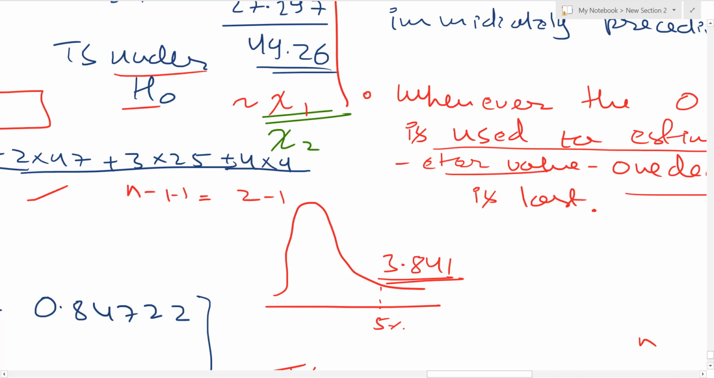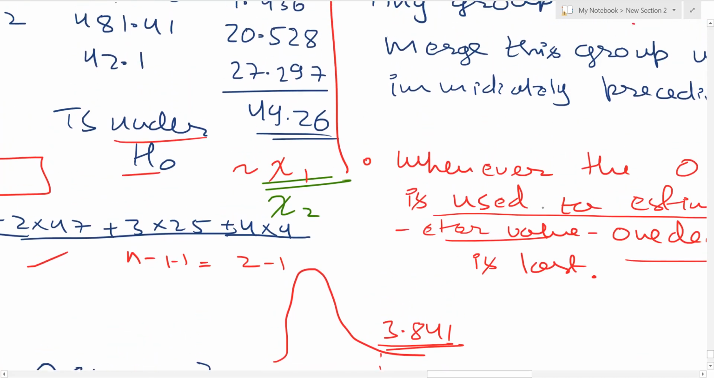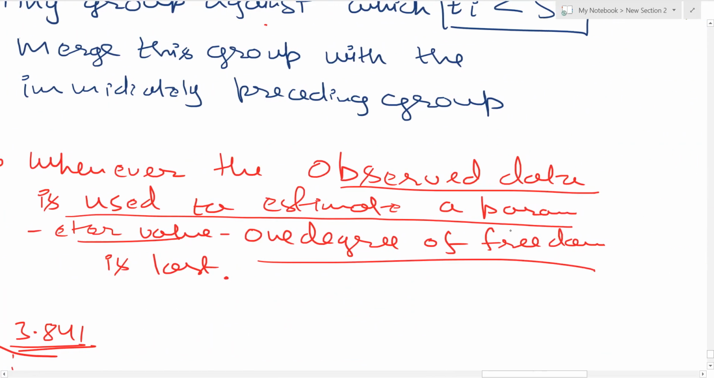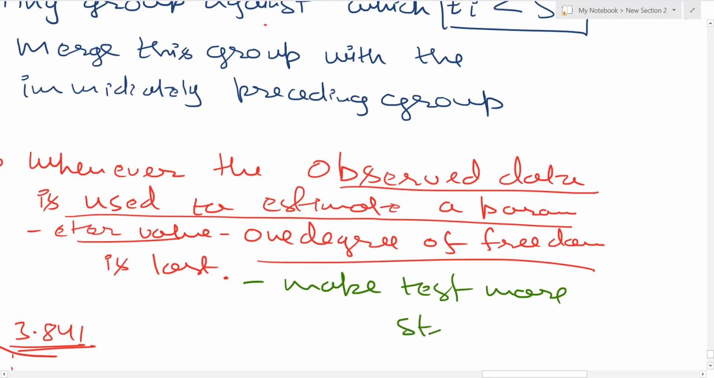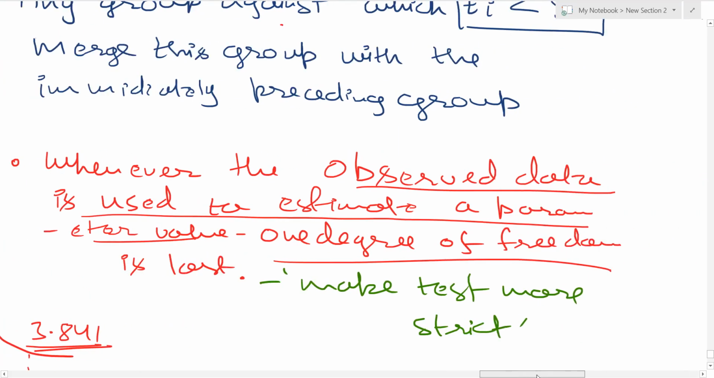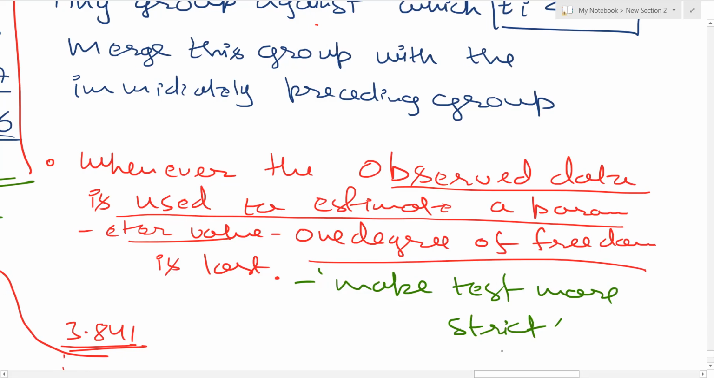Reducing a degree of freedom, because we are using the observed data to estimate a parameter, is just a way to make the test more strict. So you should understand these things, why we are doing what we are doing. It's just an approximate method to make the test more strict. So this is all for this video.